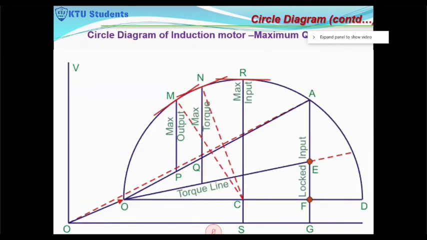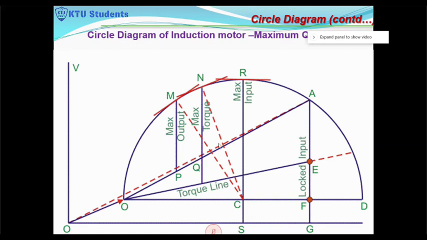Next is how you find the maximum quantities from the circle diagram. For finding the maximum quantities, you have the output line OA and the torque line OE. Draw a line parallel to the torque line that is tangential to the circle, and then you have to get the exact point.